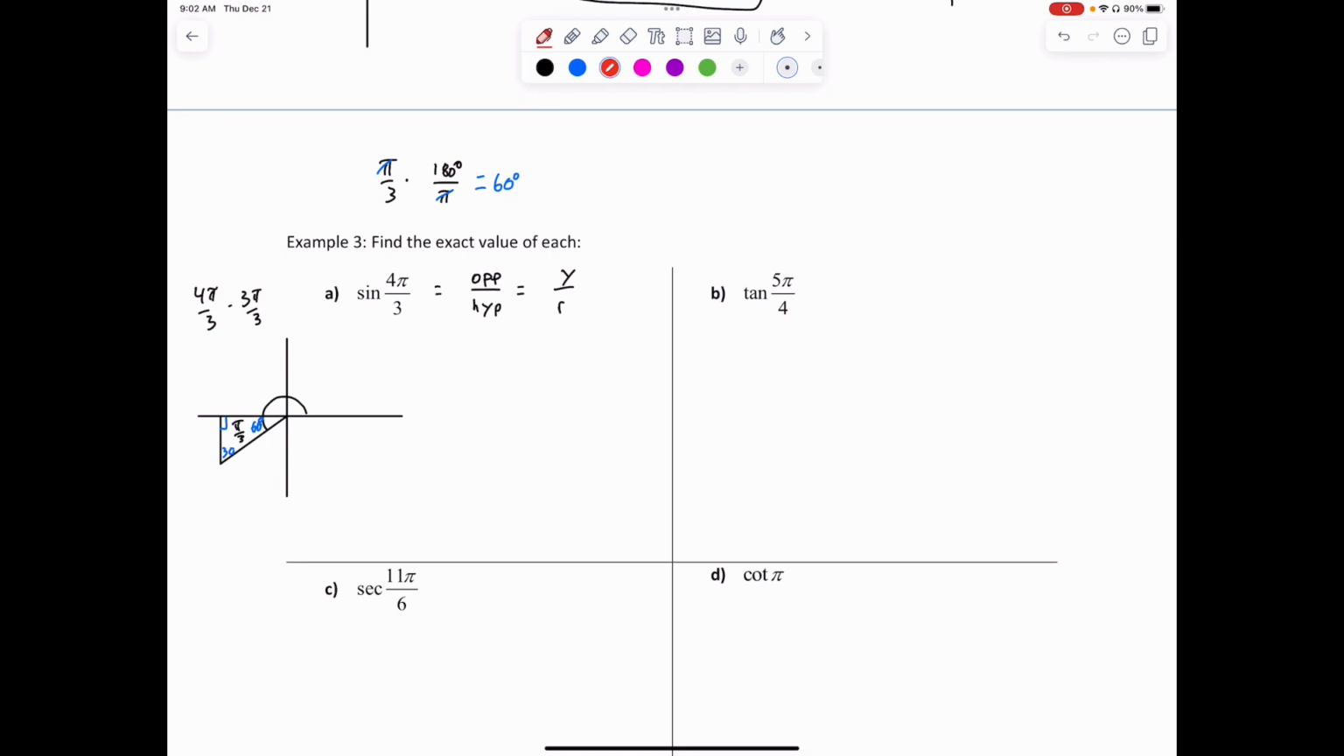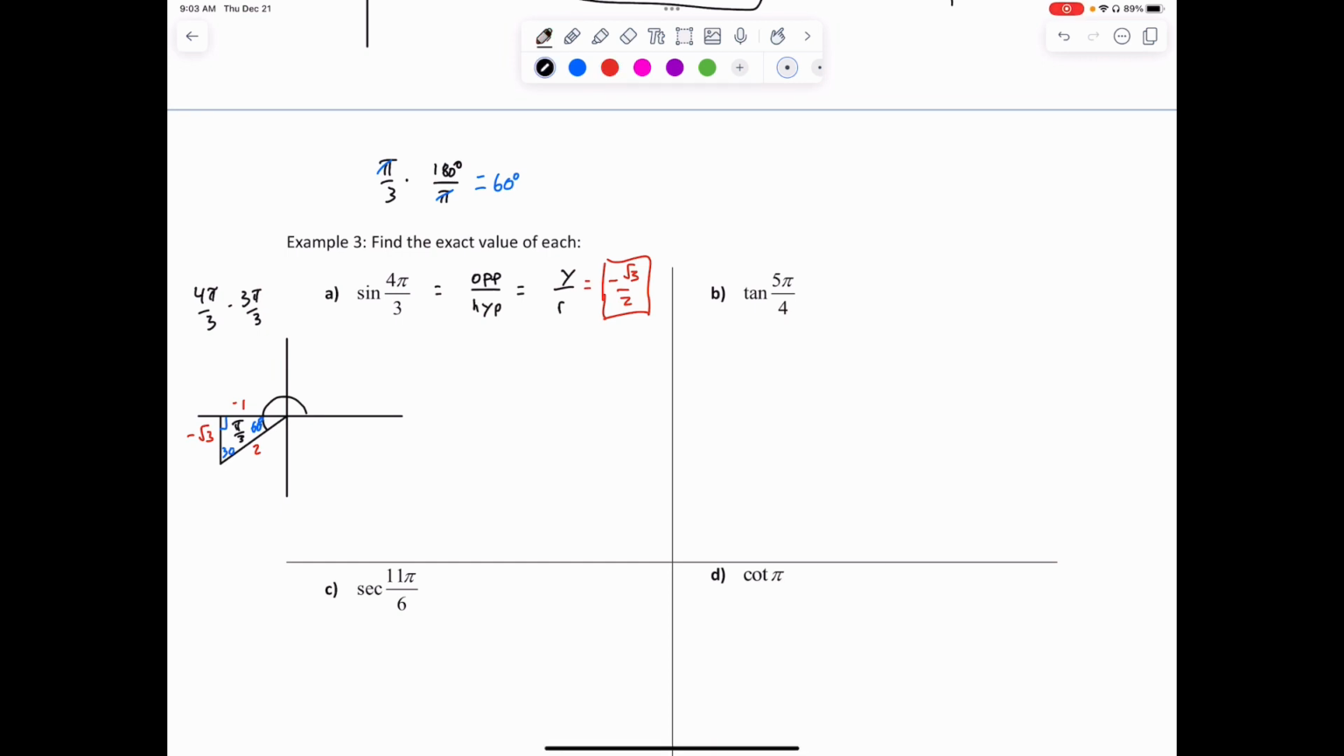So opposite the 60 degrees is radical 3. Opposite the 30 degrees is 1 with a radius of 2. And so both of these values are negative because we're moving both to the left and down. So now to do the sine, to do y over r, I'm just doing negative radical 3 over 2, and that is my answer.